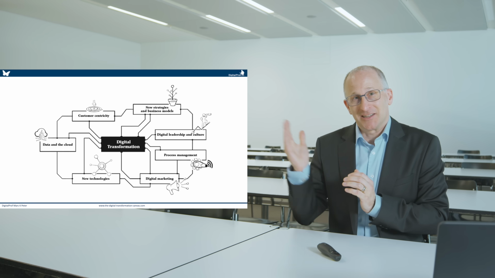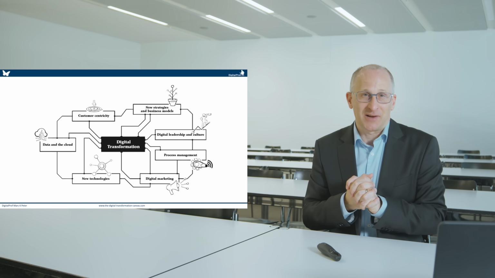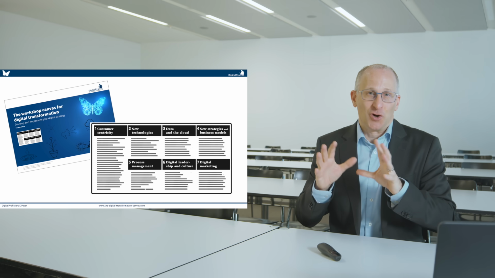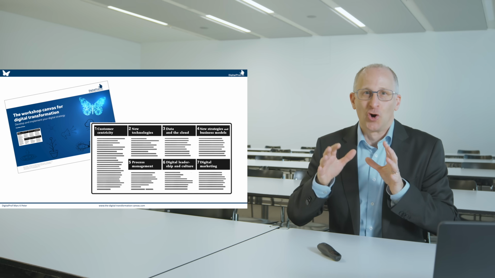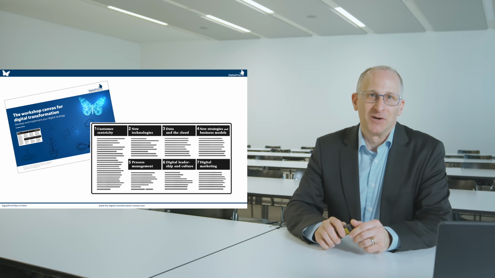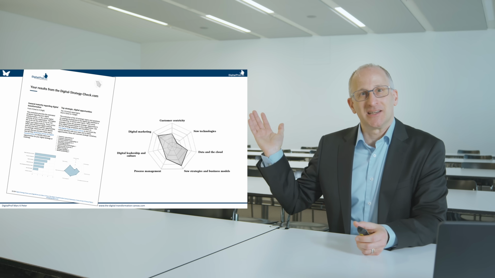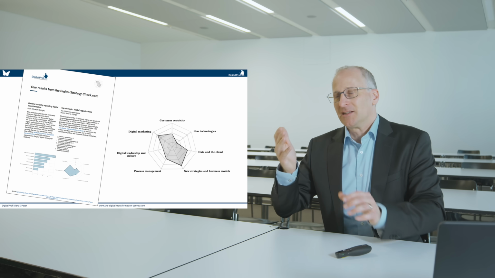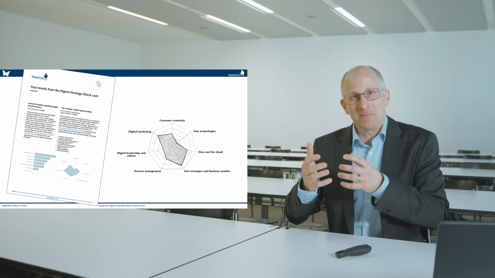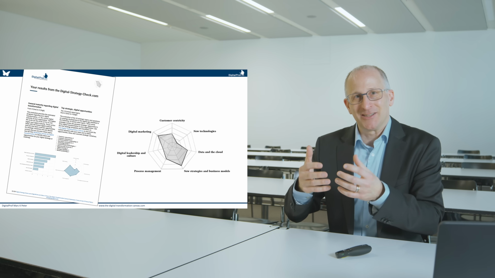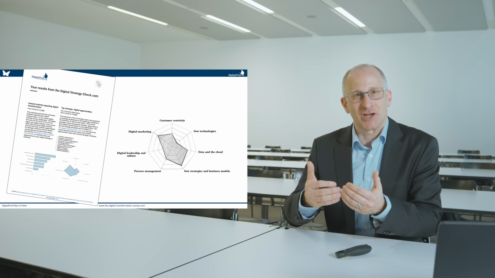In the center of digital transformation are the 7 action fields of digital transformation, and the workshop canvas is at the core of step number 2. Step number 1 was our digital maturity assessment to determine the digital maturity of the firm. It allows a debate on how much digital change is required in your organization.